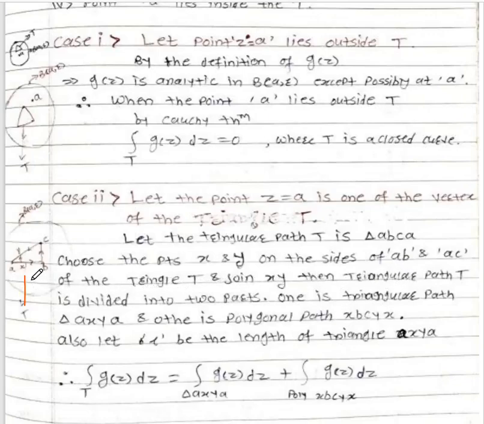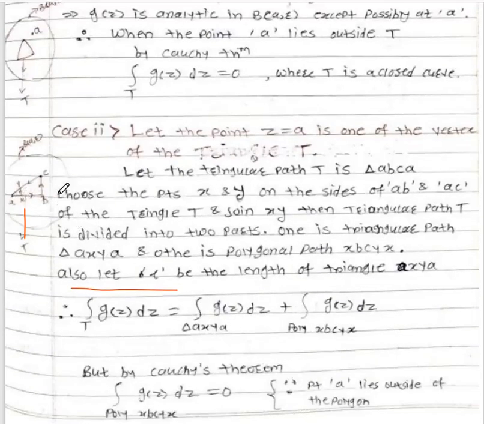So let us take X as the midpoint of AB and Y as the midpoint of AC of the triangle T, and join XY. Then the triangular path T is divided into two parts. One is the triangular path, triangle AXYA, and the second is a polygonal path, that is XBCYX. Also let us consider L to be the length of the triangle XYA.